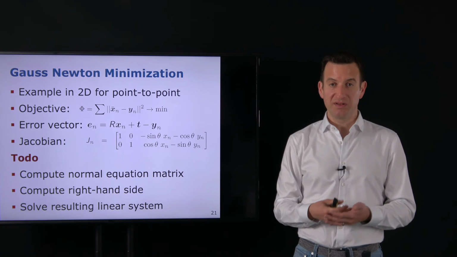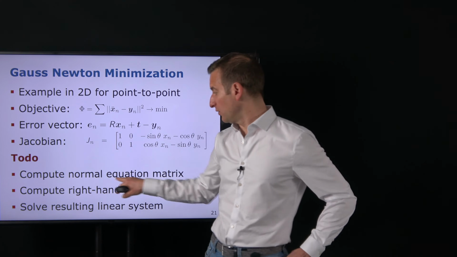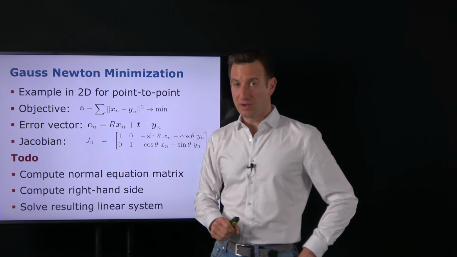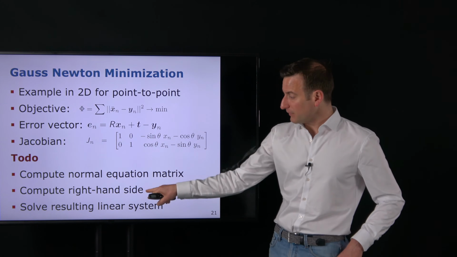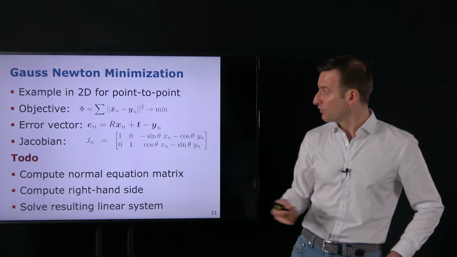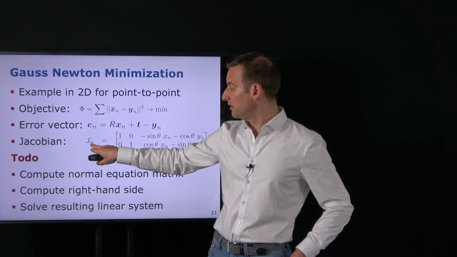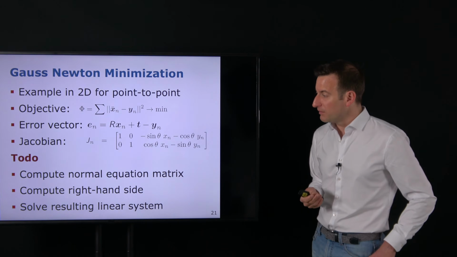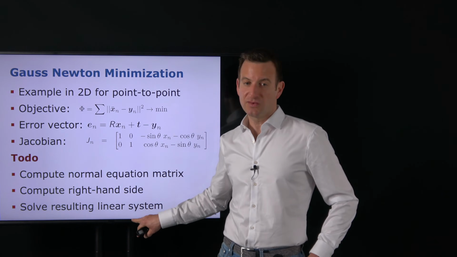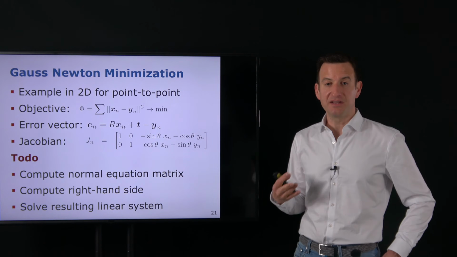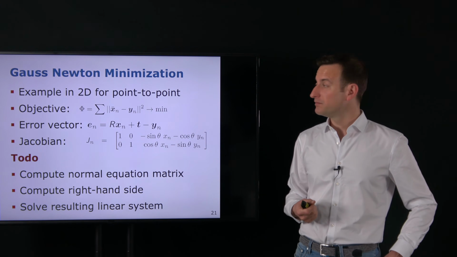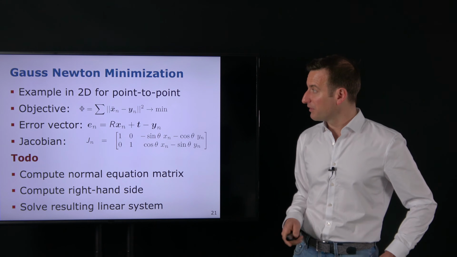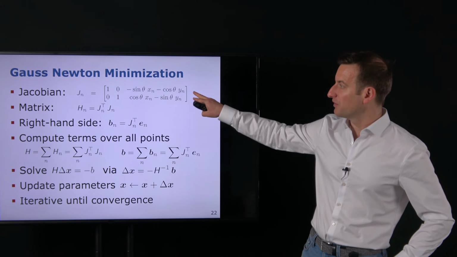So what do I need to do for this? I need to compute my normal equation matrix, which takes into account the Jacobian in order to set it up. I need to compute the right-hand side of my system, taking into account the Jacobian as well as the error vector evaluated at a position. And then I need to solve my resulting linear system. So these are the steps that I need to do. And then I can just follow the standard least squares procedure. So this is my Jacobian.